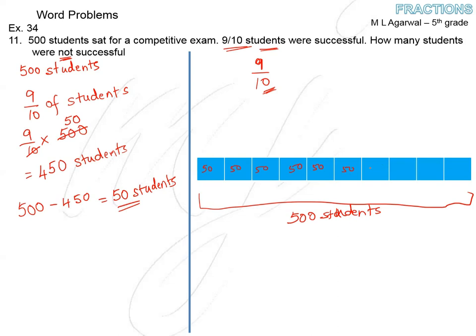Clear? This total is 500 and I have to break it up into 10 equal parts. So 50, 50, 50, 50 becomes 500. And how many students were successful out of this? 9. So this successful, 3, 4, 5, 6, 7, 8, 9. 9 were successful. How much is remaining which are not successful? 50 students. Clear? The 50 students were not successful. I hope you have understood what I am teaching till now.